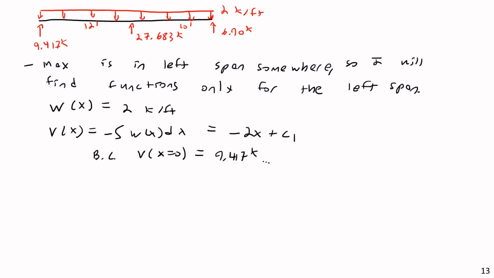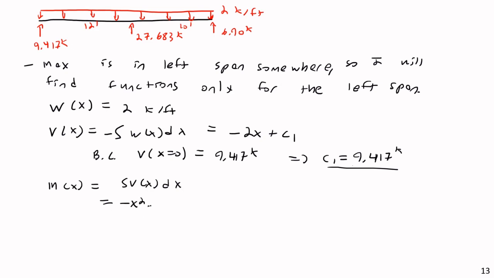And if I put in 0 and 9.417, that means that C1 is equal to 9.417 kips. Next, I can find the moment as a function of x. The moment as a function of x is going to be the integral of v of x dx, and when you take the integral, you'll find that it is negative x squared plus 9.417x plus C2.